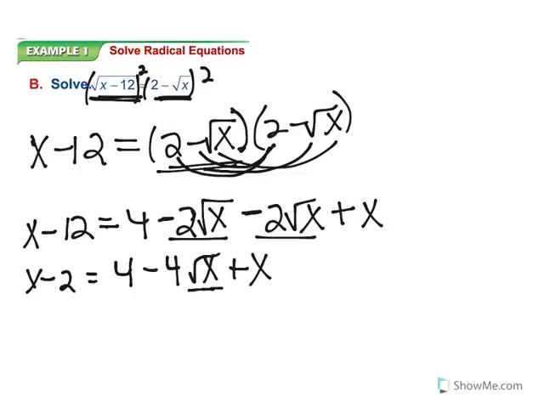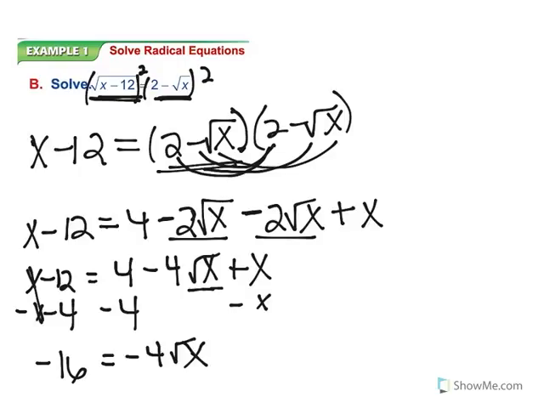So now we need to get our radical by itself. This is all still the first step. We're going to subtract x from both sides, and then we're going to subtract 4 from both sides. Sorry, that's supposed to be a 12. Our x's are going to cancel, and then a negative 12 minus 4 is going to give us a negative 16. So negative 16 equals negative 4 square roots of x. Now we're going to divide by negative 4 on both sides, and that's going to give us a positive 4.